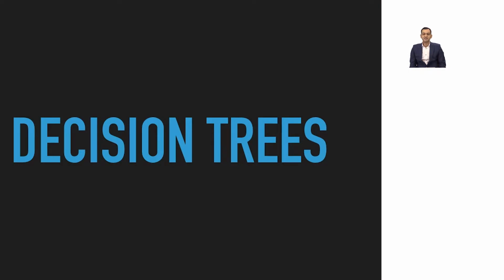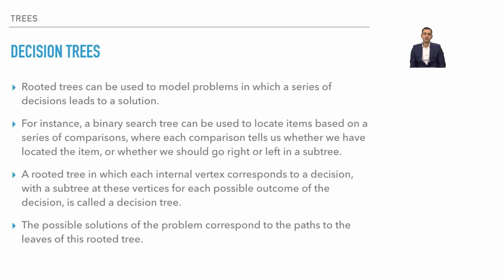So now we will discuss decision trees. Rooted trees can be used to model problems in which a series of decisions leads to a solution. For instance, a binary search tree can be used to locate items based on a series of comparisons, where each comparison tells us whether we have located the item or whether we should go right or left in a subtree. A rooted tree in which each internal vertex corresponds to a decision, with a subtree at these vertices for each possible outcome of the decision, is called a decision tree.